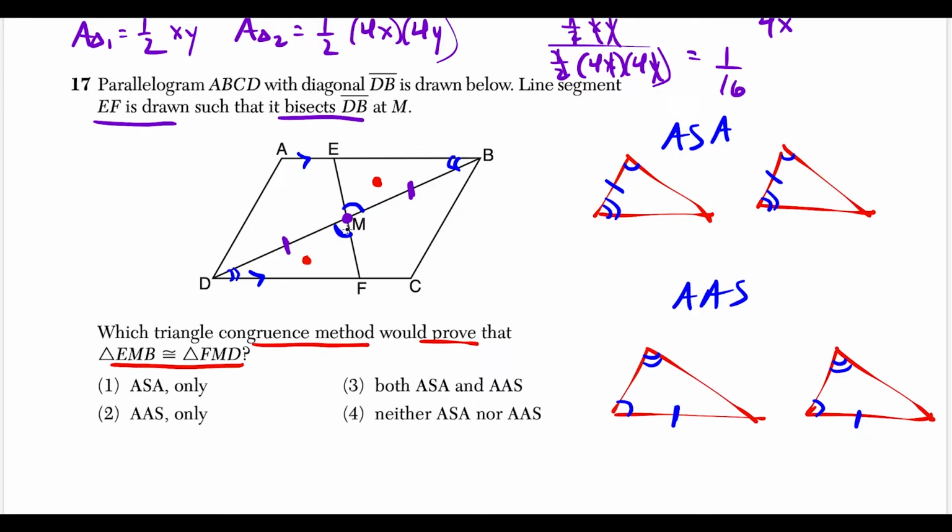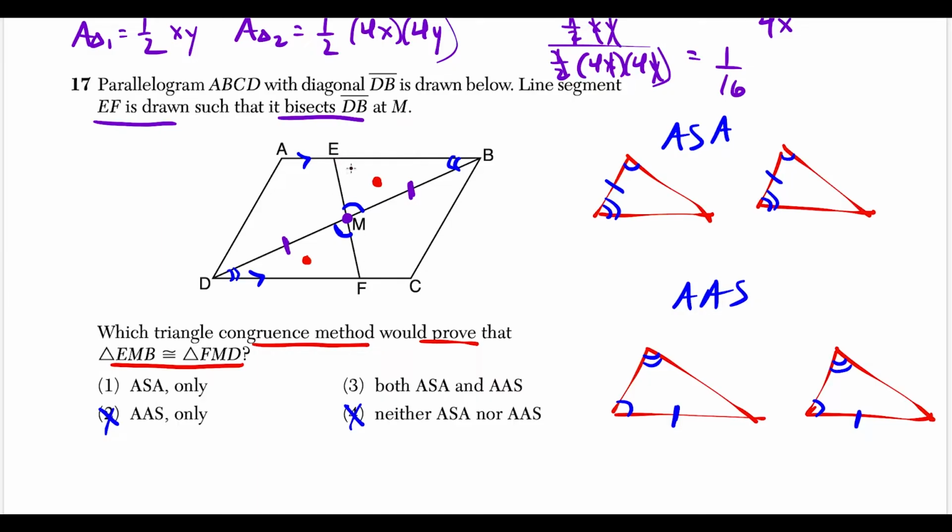So you see, right now I have angle side angle. So that means that angle angle side only is out and the neither answer choice is out. But now we have to look for angle angle side. And to find the angle angle side, we have to be able to argue that these two angles are the same. And we know they're the same because we have, once again, alternate interior angles.